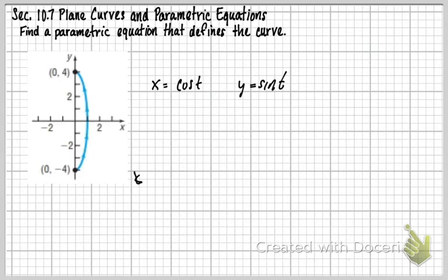And then notice for my y value, when I go up to pi halves, I'm going to want that to be 4. So that means, and it honestly is this simple, this here is just going to be 4 sine of t. And that'll do it. So these circular ones are actually pretty nice when it comes down to just coming up with the parametric equations for this.